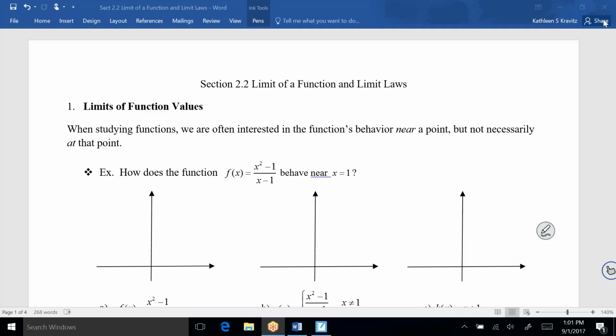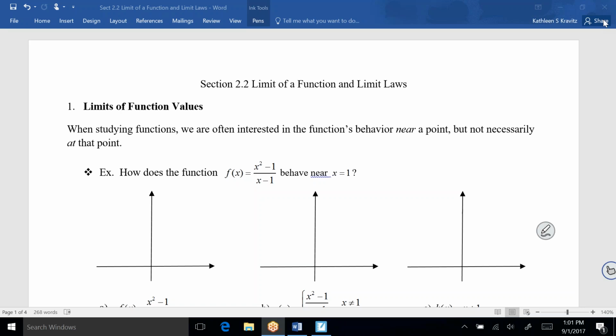Okay, I'm going to talk about section 2.2, and we're going to talk about limit of a function and limit laws in this section. So make sure you have your lecture notes open from section 2.2 so that you can follow along, and you can find those lecture notes in Ivy Learn.